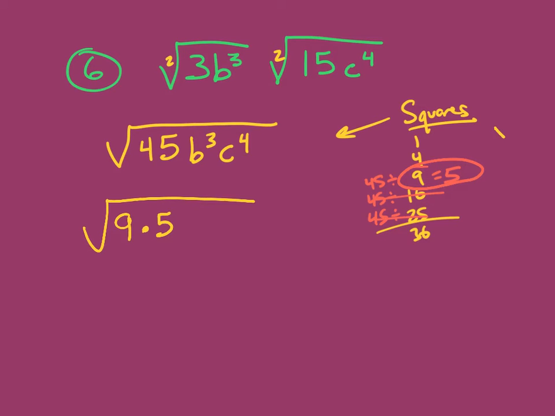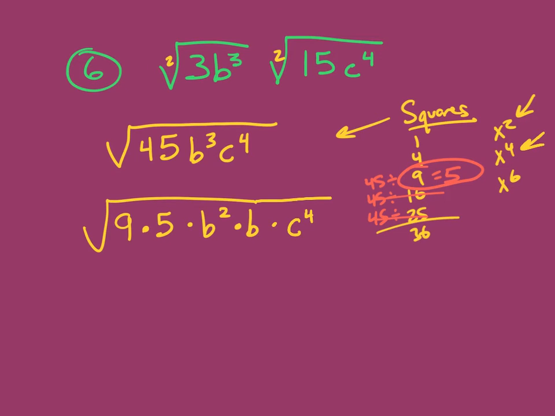And then the b cubed, remember with your squares, x squared, x to the fourth, x to the sixth. So b to the third wouldn't be on that list. The biggest square on that list would be b squared times b to the first. Or you can just write b. b to the first is the same as b. And then c to the fourth would be on that list. So you can leave the c to the fourth as it is.